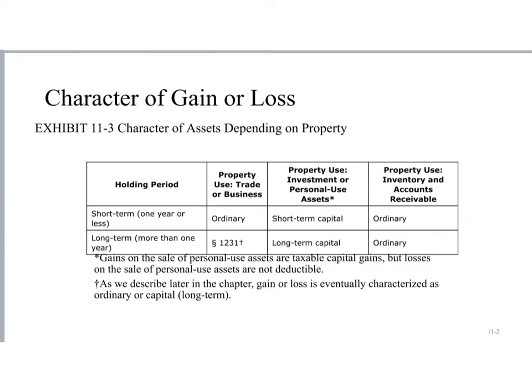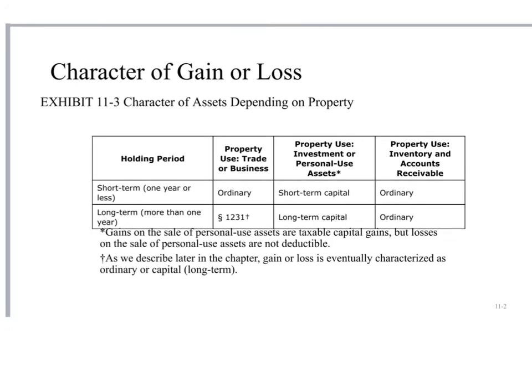All right, so we've talked before about the character of income, and specifically the character of gains and losses. This slide sums things up, but it also introduces the last topic that we're going to discuss, and that's section 1231. Remember that when we talk about property, we have to pay attention to its holding period and then its use, and those things are going to determine how we tax the gains and losses on that property.